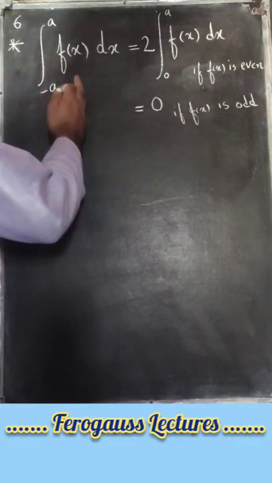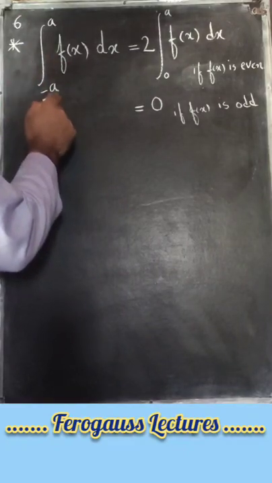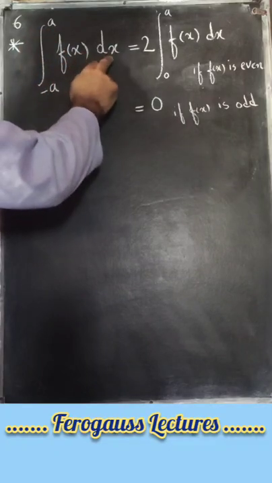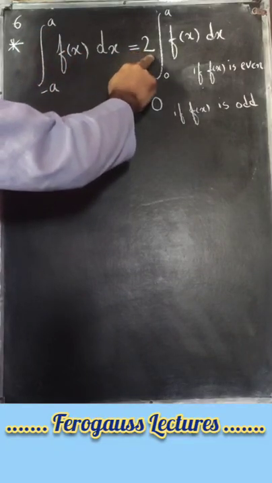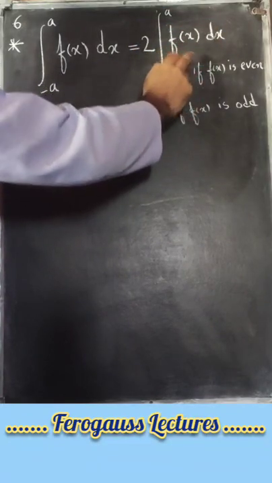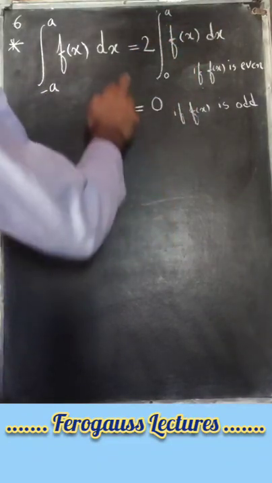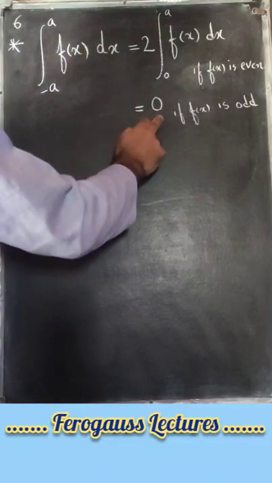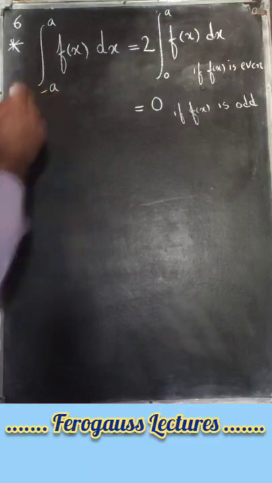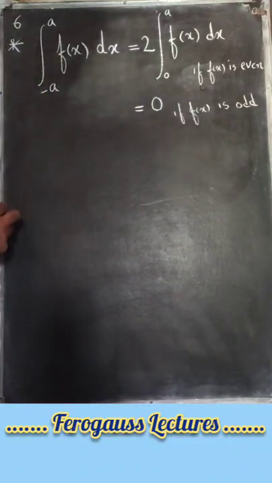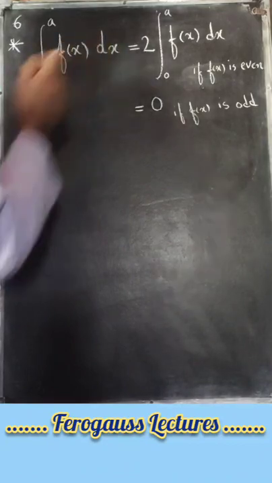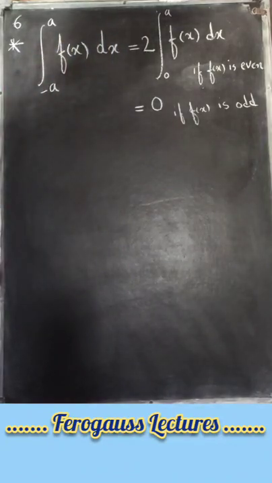Now this is the sixth property of definite integrals, which says that integral from minus a to a of f(x) dx is equal to twice the integral from 0 to a of f(x) dx if f(x) is an even function, and this integral is equal to 0 if f(x) is an odd function. Okay, now let us prove this result. We will use property fifth to prove this result.